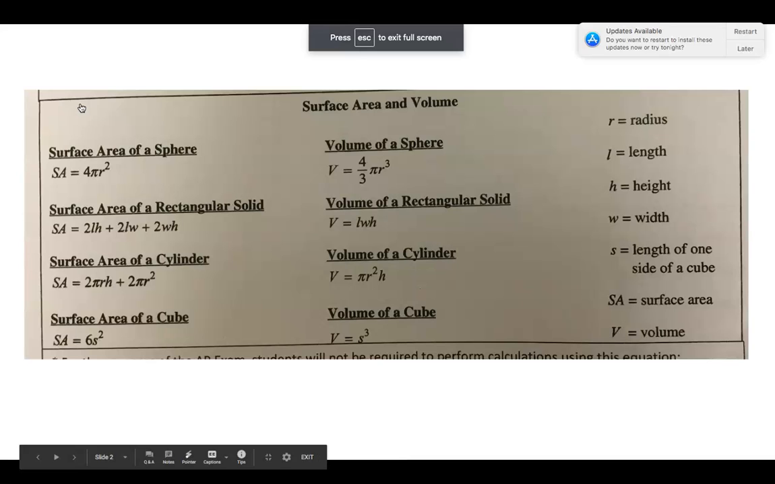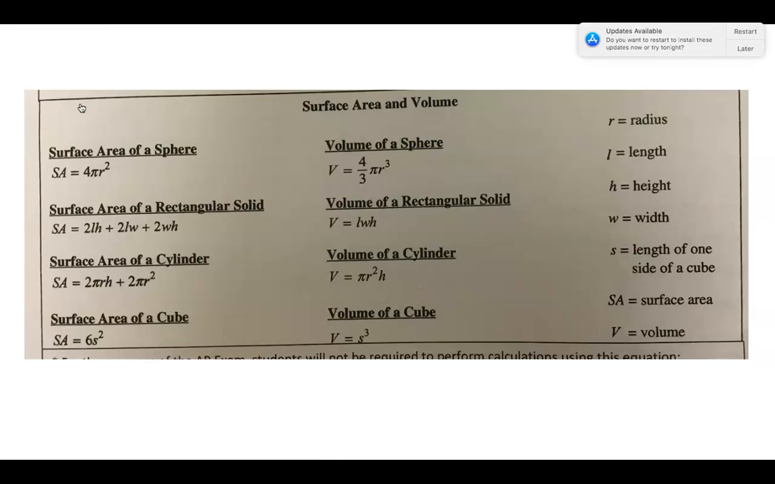So just a recap, on your formula sheet for the AP test, you actually get a bunch of surface area to volume formulas for different shapes. A little geometry reminder: R is radius. Diameter would be all the way across a circle and radius is just halfway, so half of a diameter. Length, height, width. S is the length of one side. You can only use that if it's a cube and all of your sides are the same length.